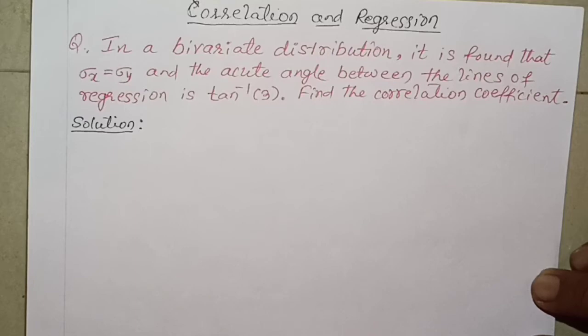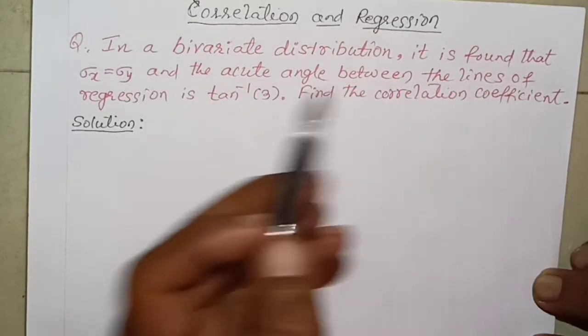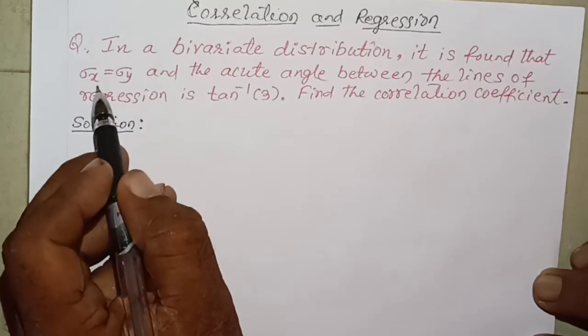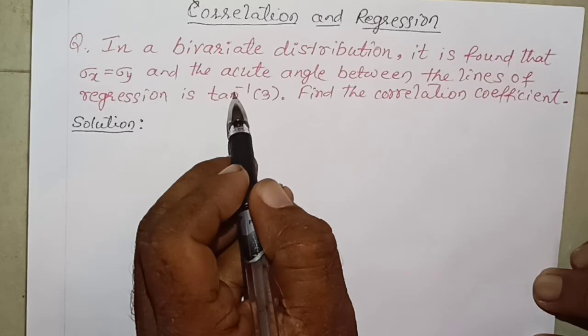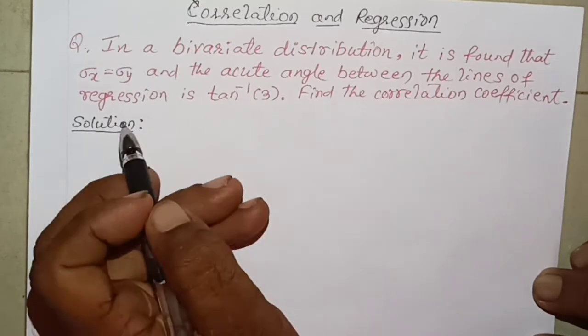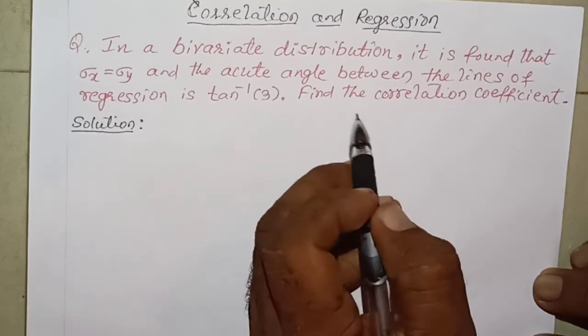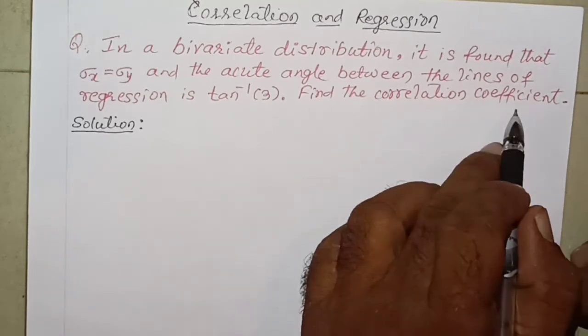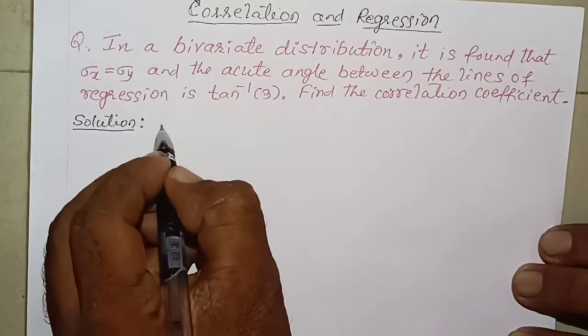Hello student. Moving to the next session, the topic is correlation and regression. The question is, in a bivariate distribution, it is found that standard deviation of x is equal to standard deviation of y, and the acute angle between the lines of regression is tan inverse of 3. Find the correlation coefficient. So moving to the solution.